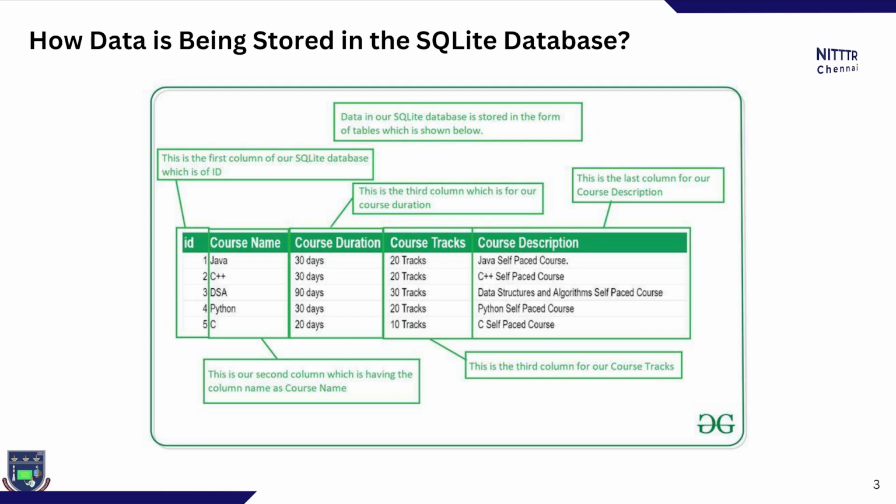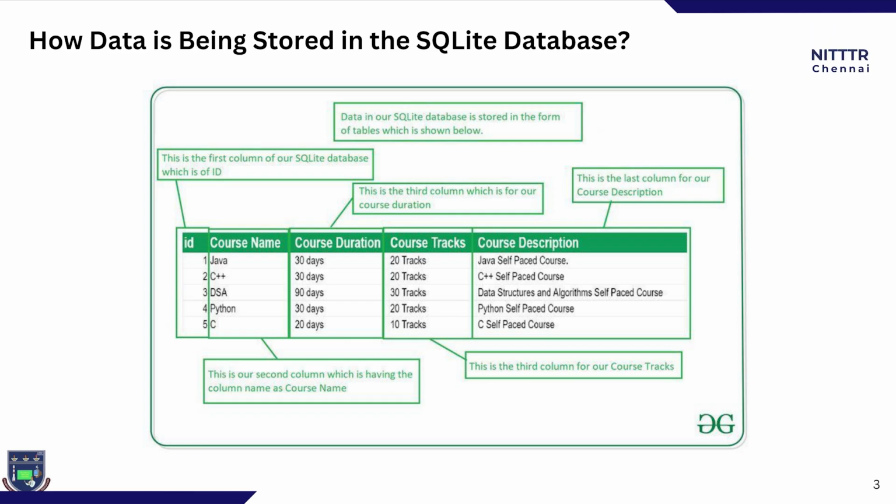Now, let us understand how the data is stored. In SQLite, the data is stored in tables, rows and columns, just like an Excel sheet. For example, if we are building a course management application, our table may include columns such as course name, course description, duration and track. Each row in the table will represent one course entry.